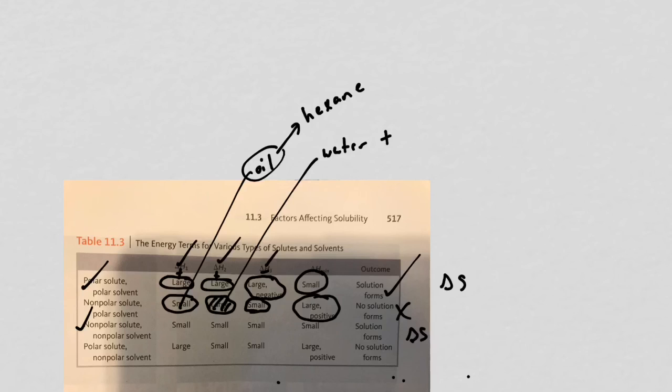If it's a polar solute and a nonpolar solvent, it takes a lot of energy to separate the solute particles from one another. It doesn't take much energy to separate the nonpolar solvents because they're not very sticky. However, they're not really attracted to each other, so the amount of energy released in the delta H3 is relatively small. So you end up with a large positive value again, and therefore no solution forms.